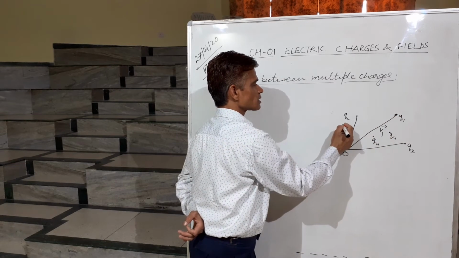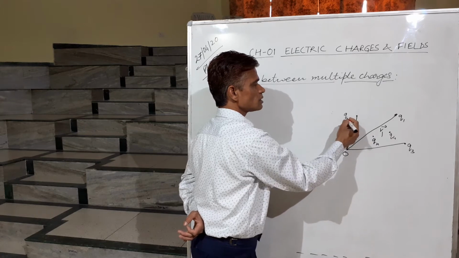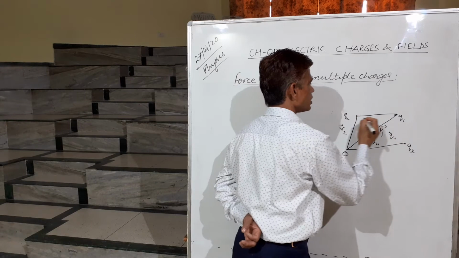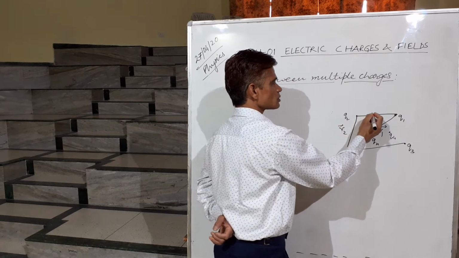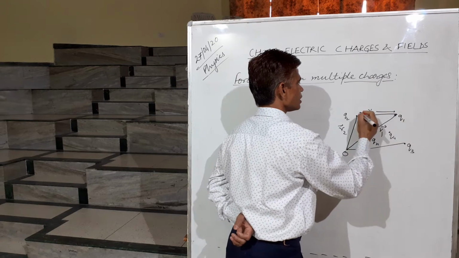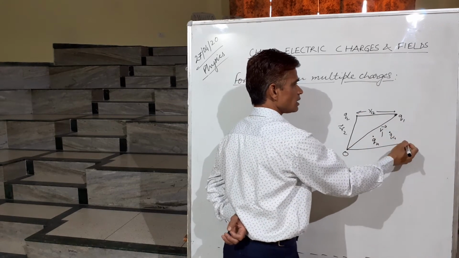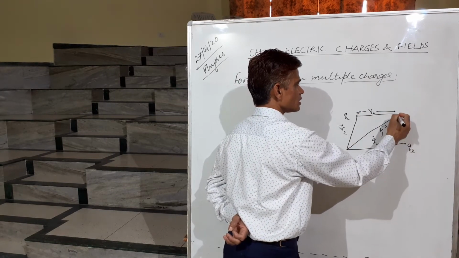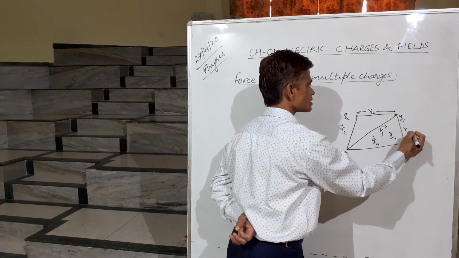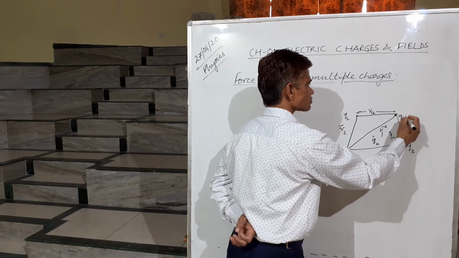This is the position vector r2 of this q2. If we join this point q1 to q2, suppose that this distance is r12, and if we join charge q1 and q3, this distance is r13.